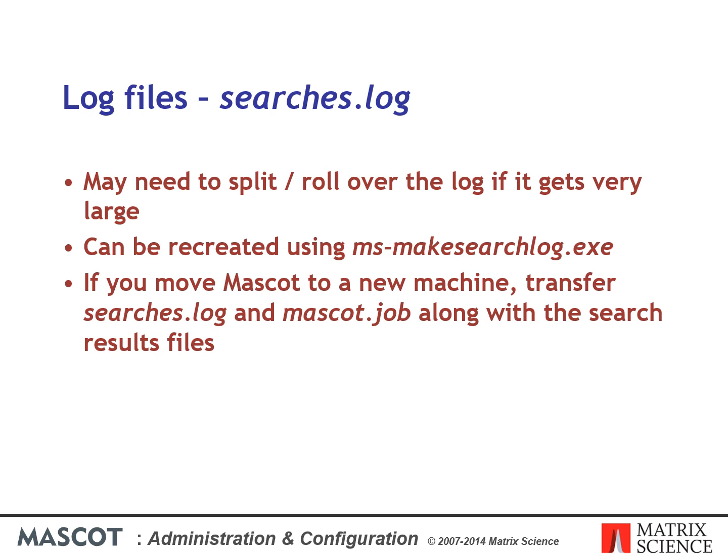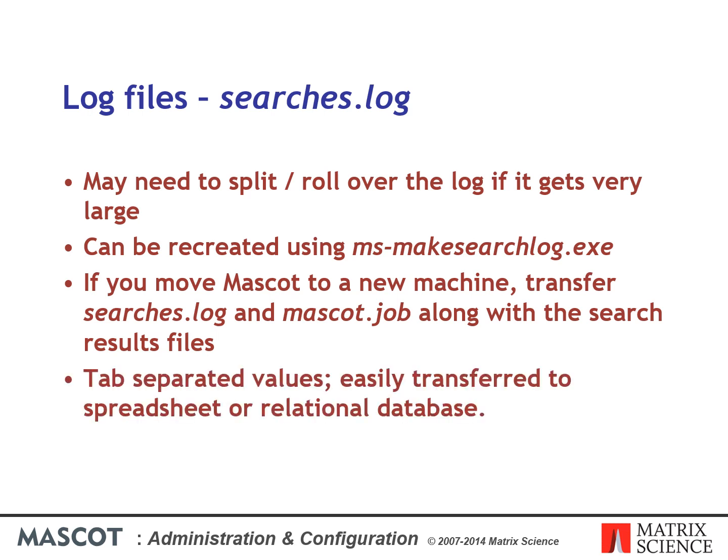The other important file is mascot.job, which contains the next job number. If you don't copy this across, your job numbers will start all over, and you'll have to sort the search log by descending start time to locate the most recent searches. Some people import the search log into a database application so as to make it easier to search or filter, especially if it gets very large.